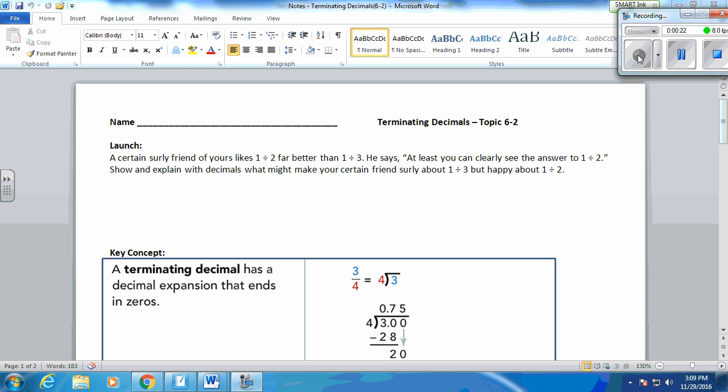So in our launch here, we're going to be talking about our surly friend in the next couple lessons. It says that a certain surly friend of yours likes 1 divided by 2 far better than 1 divided by 3. He says, at least you can clearly see the answer to 1 divided by 2. Show and explain with decimals what might make your certain friend surly about 1 divided by 3, but happy about 1 divided by 2. Okay, go ahead and give that one a shot. When you come back, I'll have my decision.